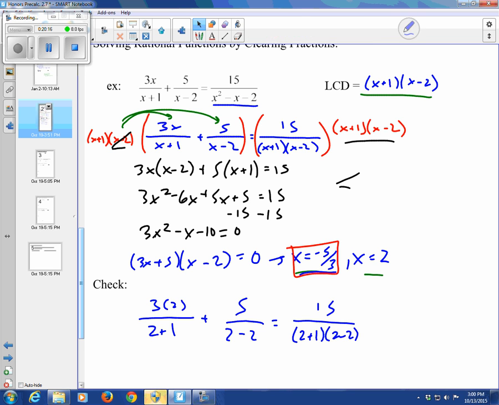So right here we've got two big problems. 2 minus 2's in our denominator mean that we're going to get 0 in the denominator here and here. So that means that we're going to have two undefined terms here, and this guy right here, x equals 2, cannot be a solution for us. So this is an extraneous solution.